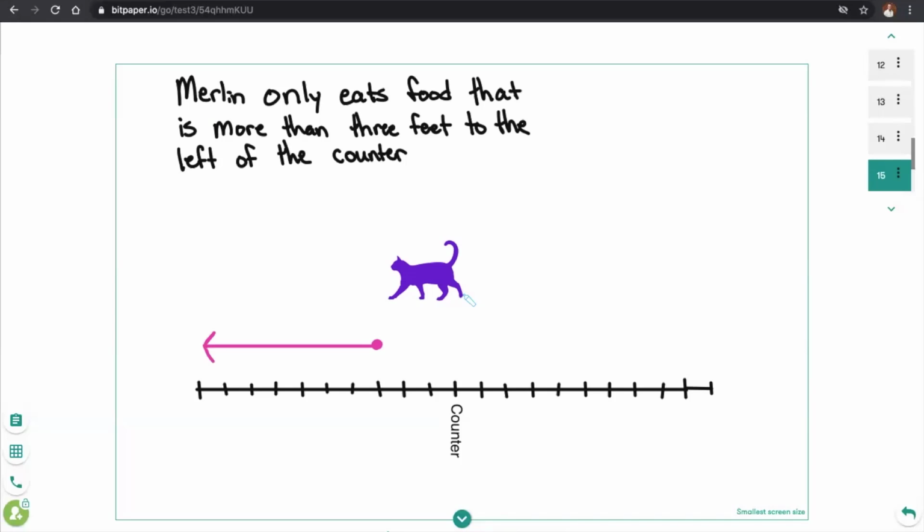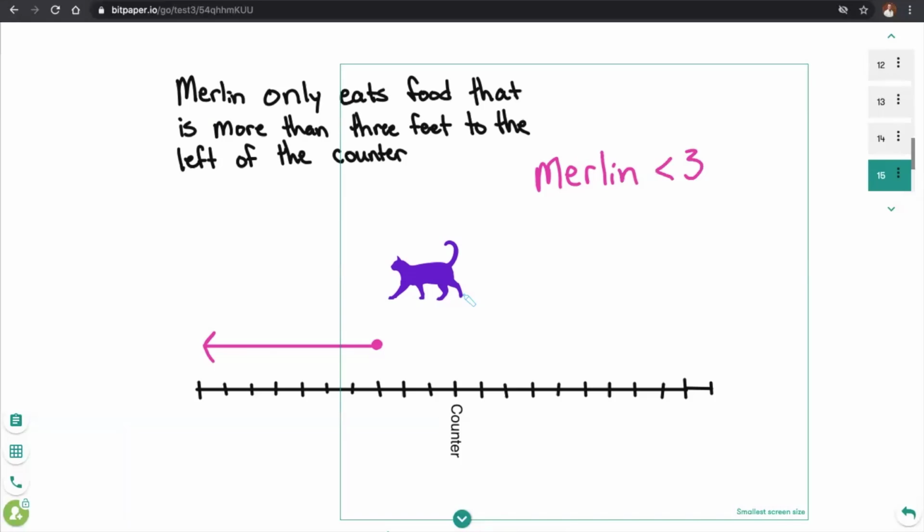So we would write this as an inequality as Merlin is less than, more or less than, I think I've been saying 4 and I need to be saying 3, sorry. Merlin is less than 3 feet away. And because we don't have that equal sign in our inequality, when we come to graph this on our number line, if we switch colors here, we're going to use a hollow circle. So we'll put that hollow circle right there.